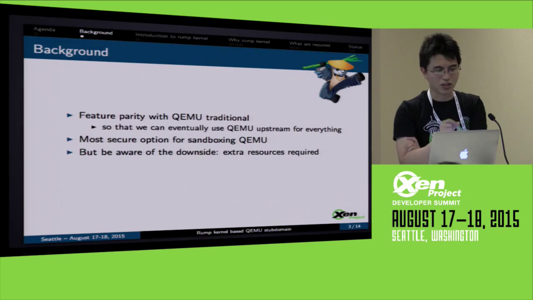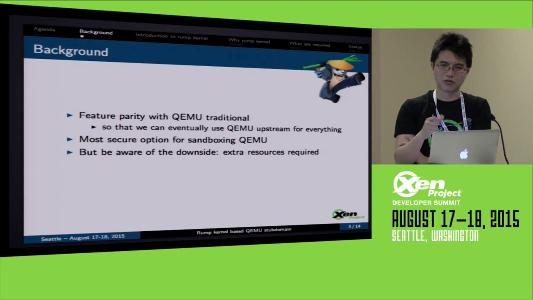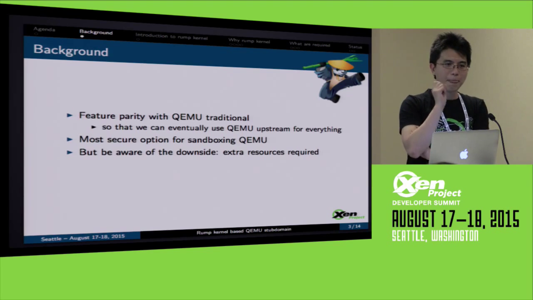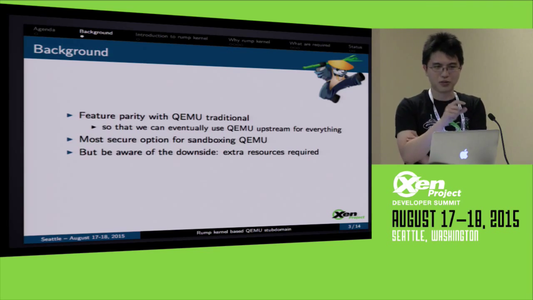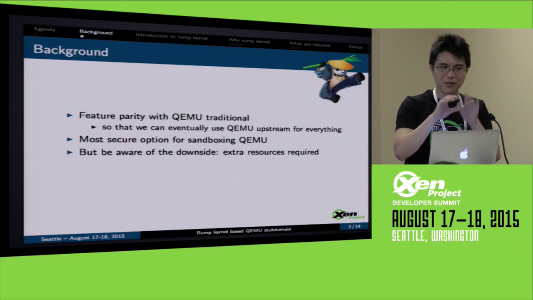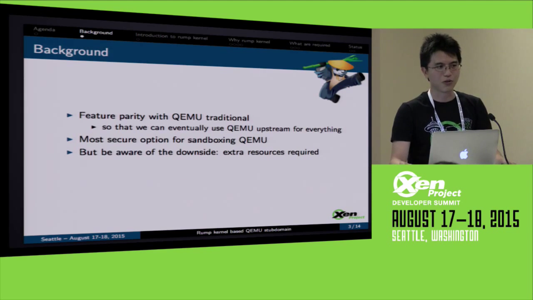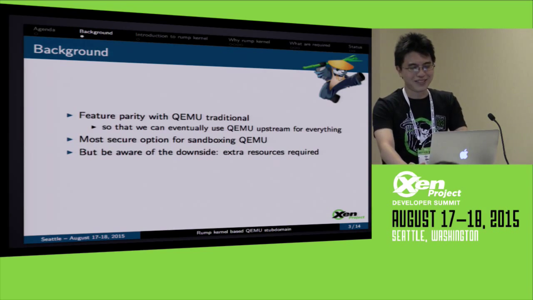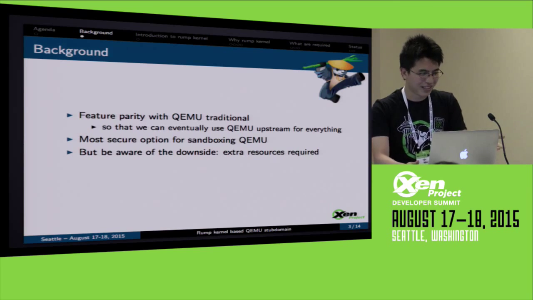So the most secure option is to use a subdomain to sandbox the whole QEMU process, so that it doesn't reside in DOM0. It can't interfere with or mess up all the other interfaces at all. But be aware that there are downsides. Otherwise, people would just use that all the time, of course.